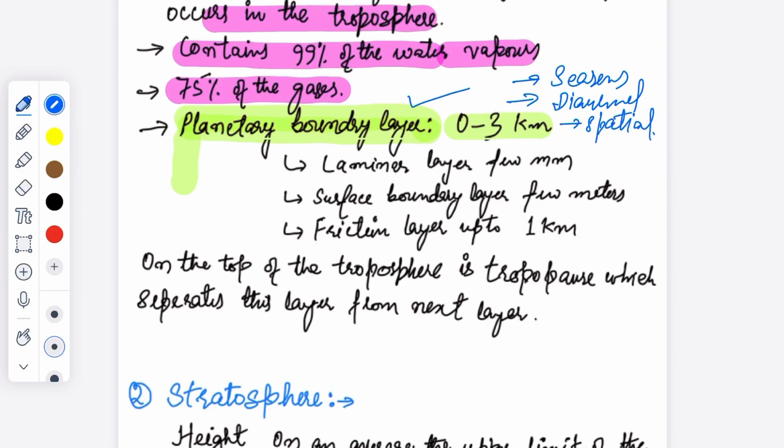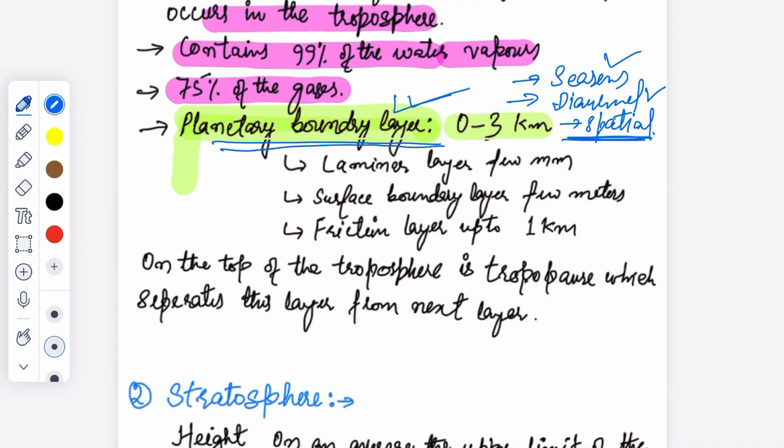So the height of this planetary boundary layer varies with seasons. That is, in the summer season, the height will be maximum, and in winter, the boundary layer height will be minimum. And similarly, in the diurnal variation, that is, at daytime, the boundary layer height will be at its maximum, and at night its height will be minimum, and it will also vary spatially from one place to another place.